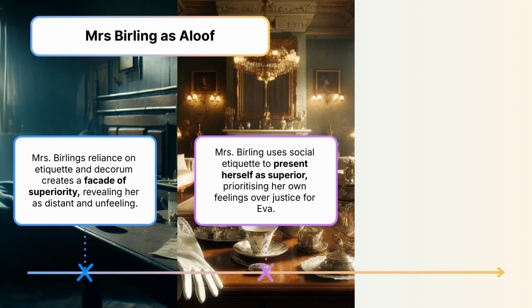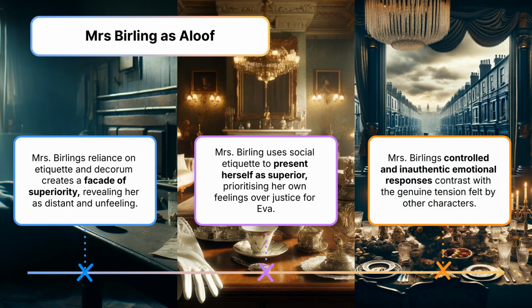over justice for Eva. Lastly, her controlled and inauthentic emotional responses contrast with the genuine tension felt by other characters, further emphasizing her detachment. Through these examples, we understand how Mrs Birling's aloofness and self-imposed superiority affect her interactions and decisions, making her a key figure in Priestley's critique of social attitudes.